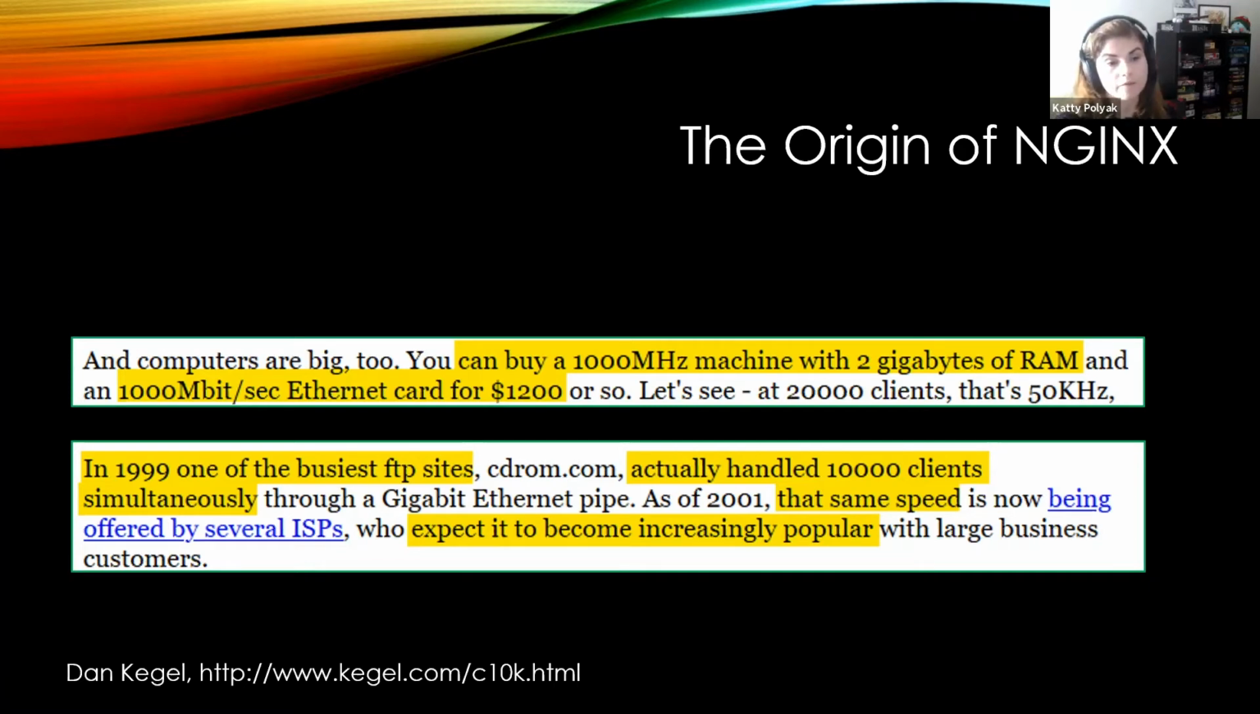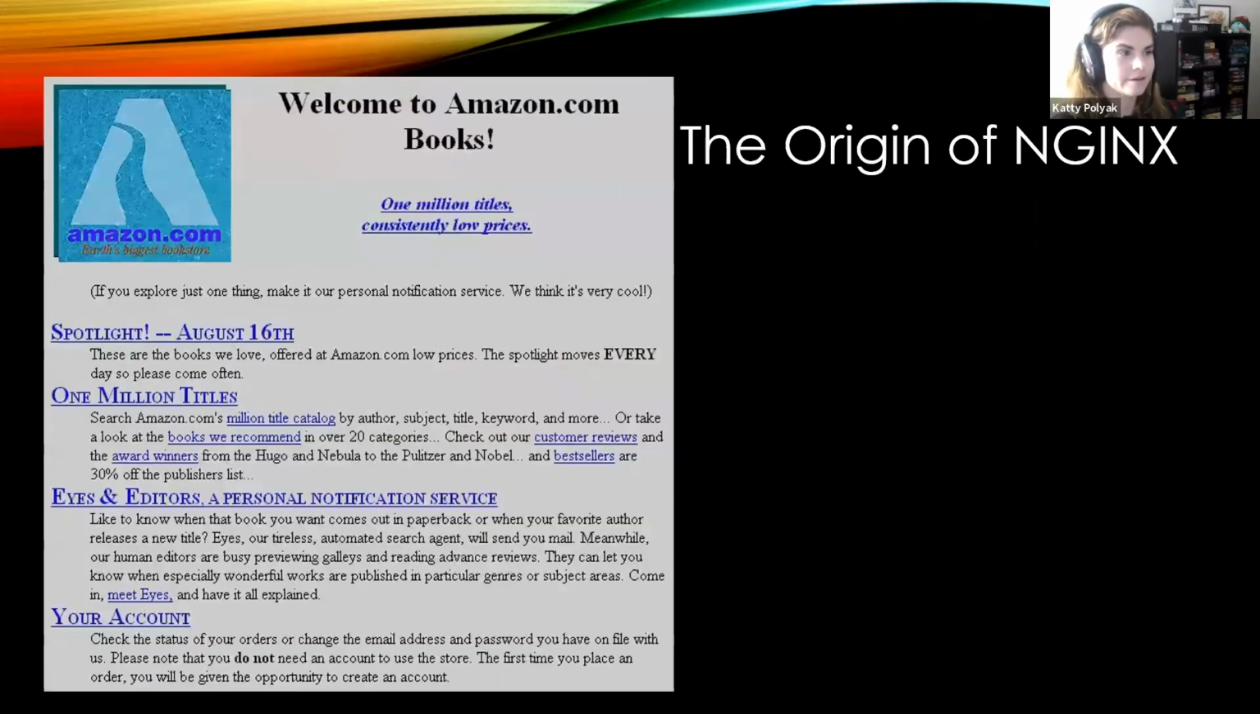Prior to that, websites were static pages. So here's what Amazon.com looked like in 1995. You can see it's pretty static and it looks pretty different from Amazon.com today.